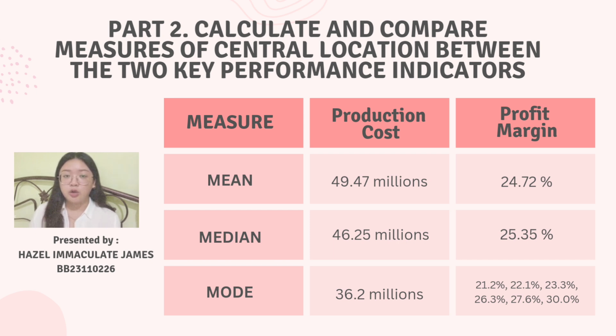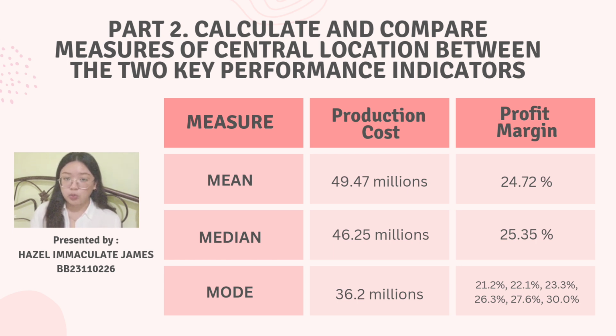For the production cost, there is only one mode, which is also known as unimodal, with the mode being 36.2 million. This unimodal reflects a limited clustering of costs around this value. Meanwhile, profit margin has many modes and is also known as multimodal.